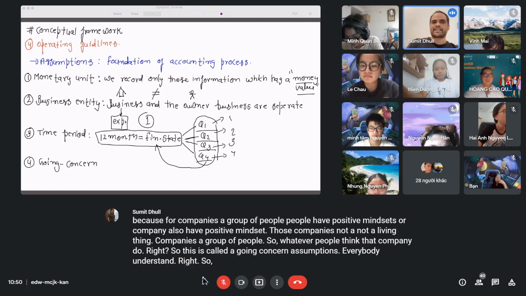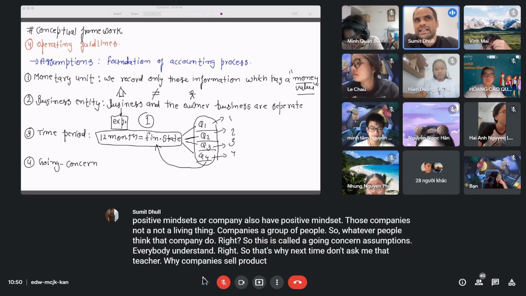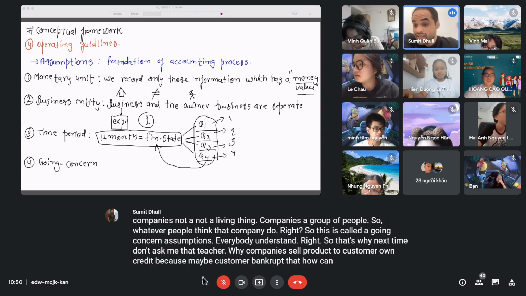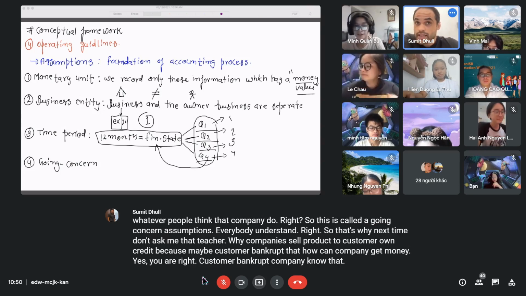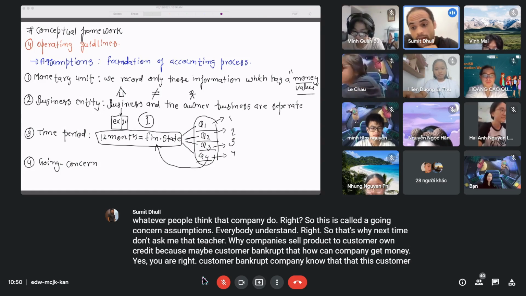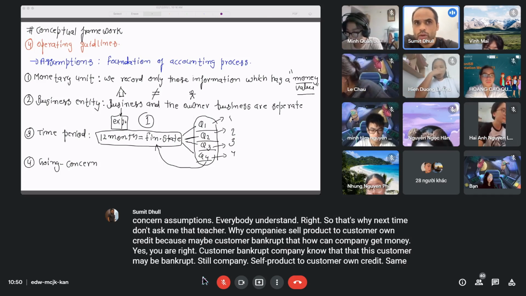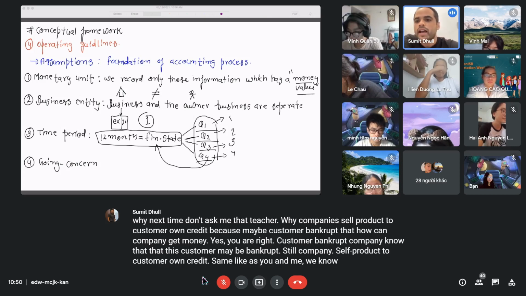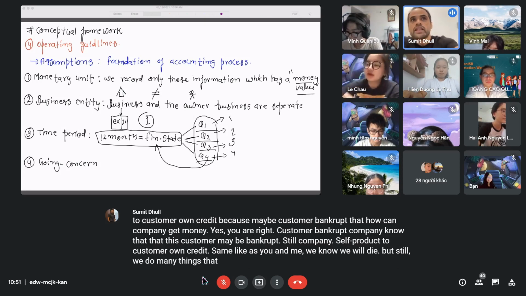So that's why next time don't ask me, teacher, why companies sell product to customer on credit, because maybe customer will go bankrupt, then how can company get money? Yes, you are right. Customer may go bankrupt. Company knows that this customer may go bankrupt, but still company sells product to customer on credit. Same as you and me, we know we will die, but still we do many things whose result will be out in future.